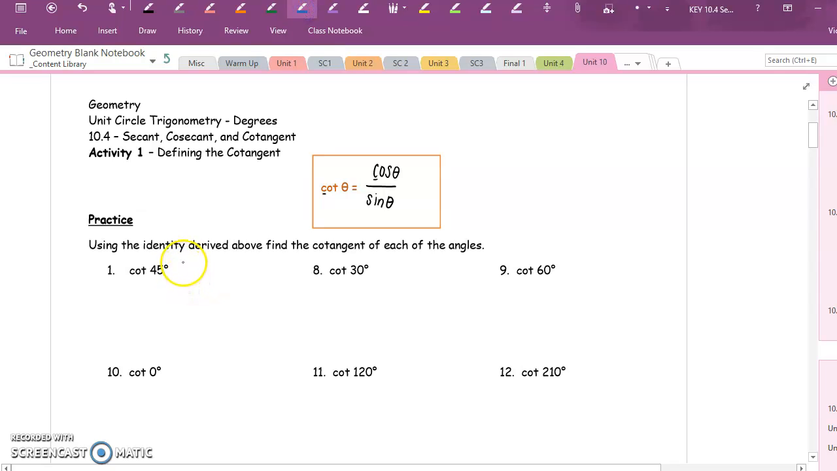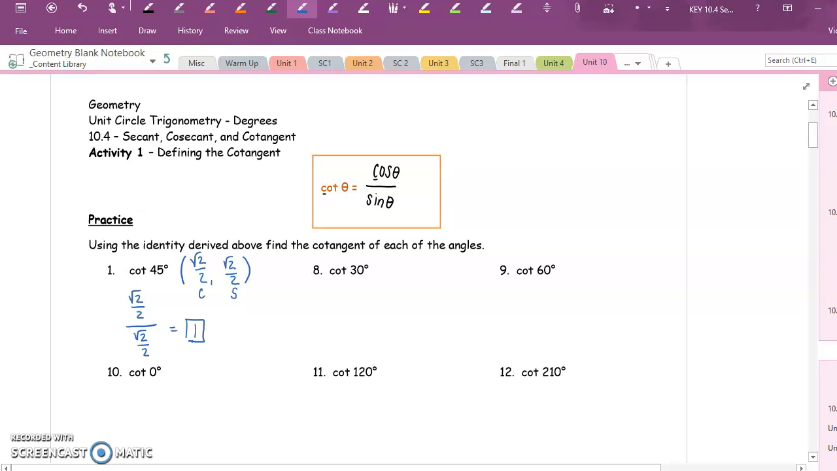of 45 degrees. When I take a look at my left hand, I put down my 45 finger. We have square root 2 over 2, comma, square root 2 over 2. Goes cosine, comma, sine. Cotangent, cosine goes on top, so we have square root 2 over 2 divided by square root 2 over 2. Therefore, my answer is 1.